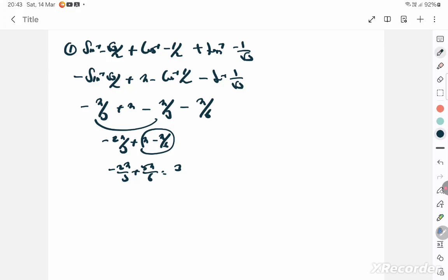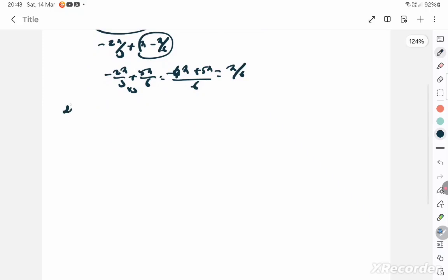5 pi by 6 is, LCM is 6 into 3, so it's minus 4 pi plus 5 pi, therefore the answer is pi by 6. So that's the first question's answer in the text.